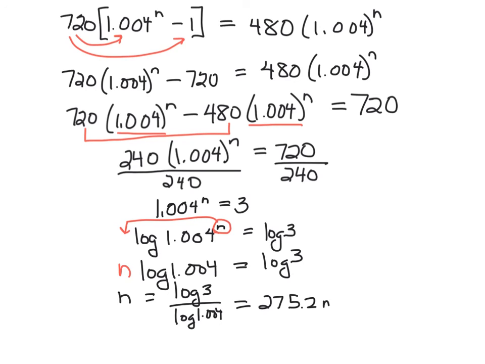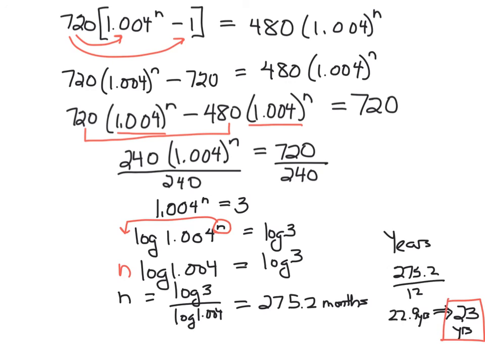My calculator gave me 275.2. But remember that that stands for months. We, of course, want years. So we're going to take that 275.2 and divide by 12. It gives me 22.9 years. We, of course, need a whole number of years, so that tells me that we're going to have 23 years to pay our mortgage back.